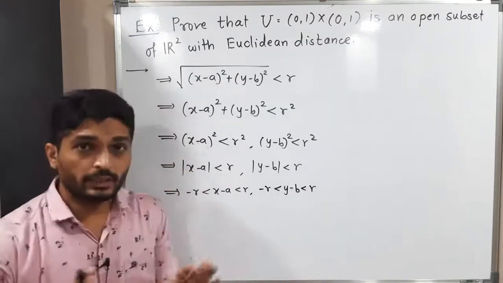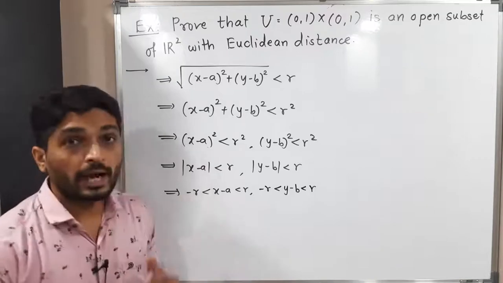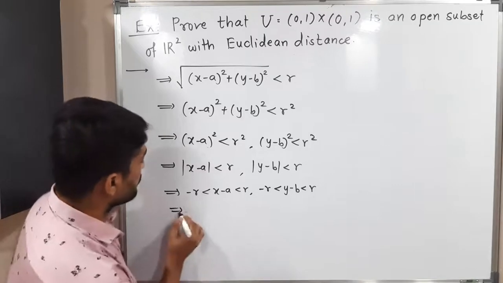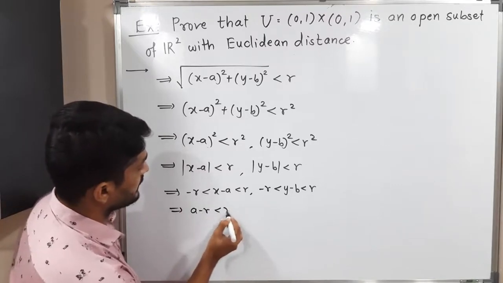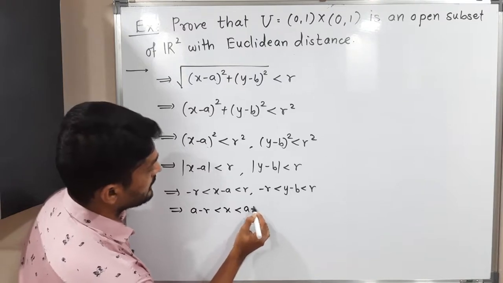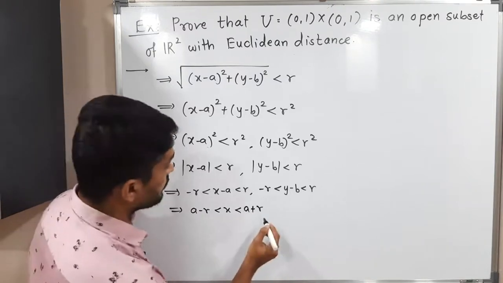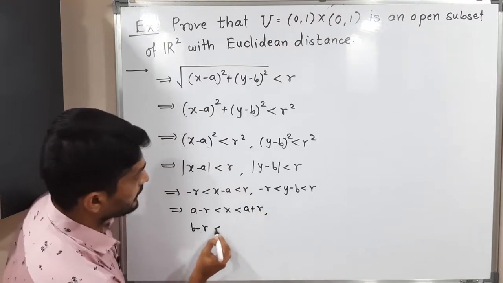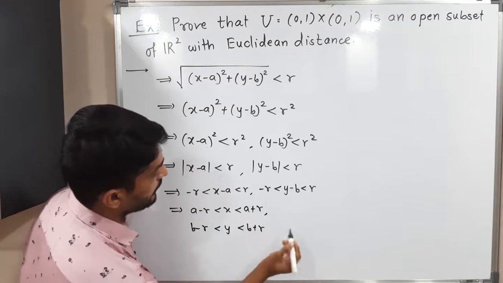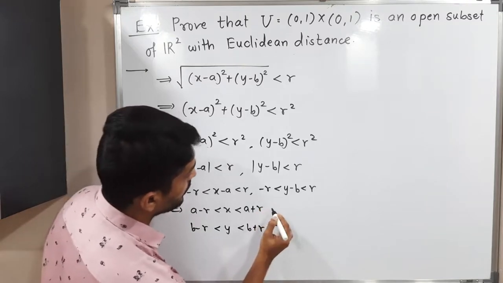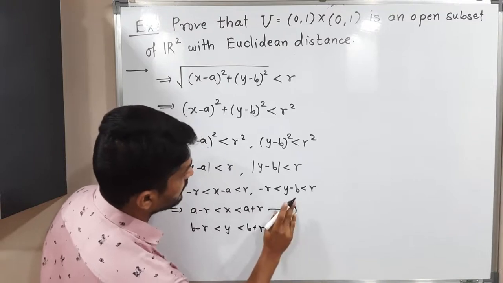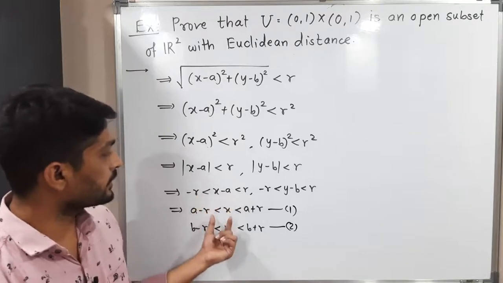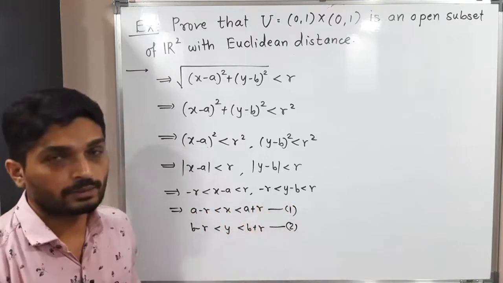Okay, so I think you can guess our next step. Here I am going to add a on all sides, and here I am going to add b on all sides. So we will have a minus r less than x less than a plus r. Getting the point? And here I am going to add b on all sides, so b minus r less than y less than b plus r. Very important thing we have got. I am calling it star 1, and this one I will call 2. By adding a on all sides we have got this one, and by adding b on all sides we have got this one.